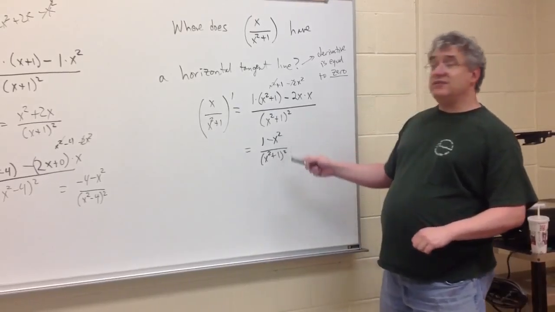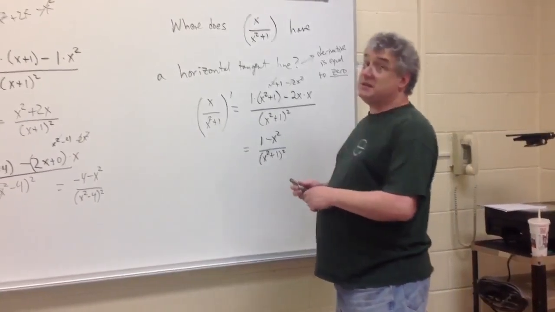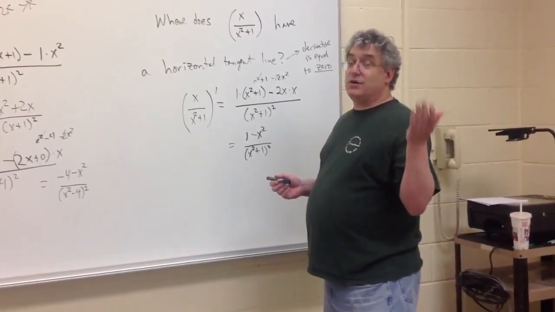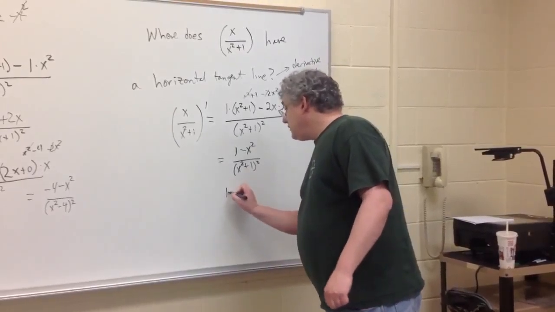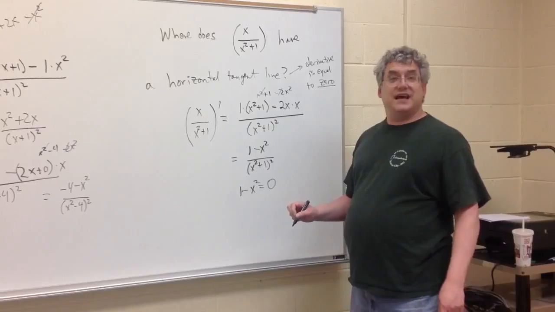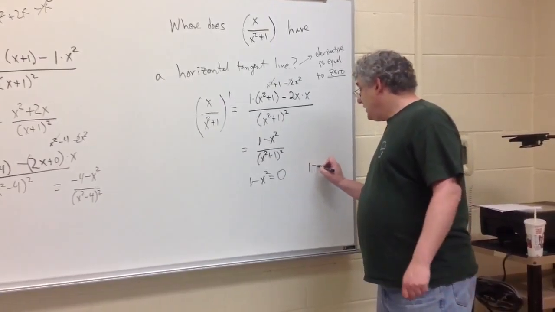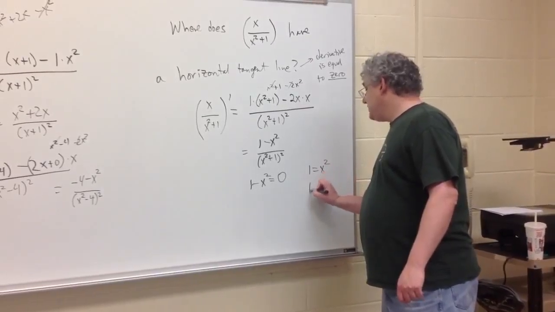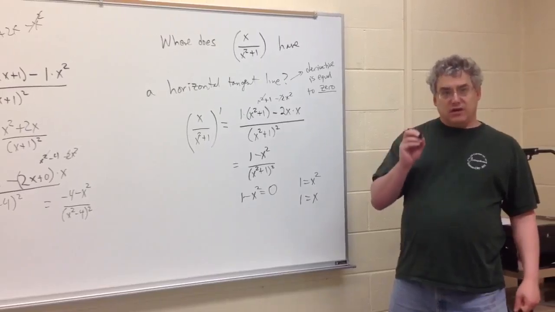So when I have a fraction, if a fraction is 0, that means the top is 0. Doesn't mean the bottom is 0. Try it. 3 over 0, not 0. But 0 over 3 is 0. So 1 minus x squared is 0. What makes that 0? I can bring the x squared over. 1 equals x squared. Square root both sides. But if you do this and you get x equals 1, you're not right.